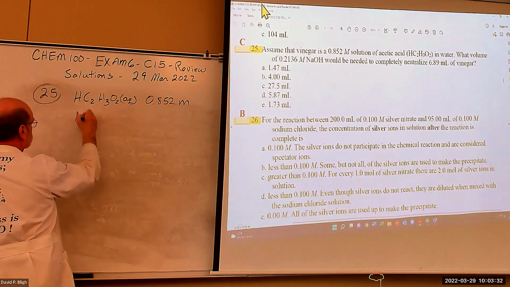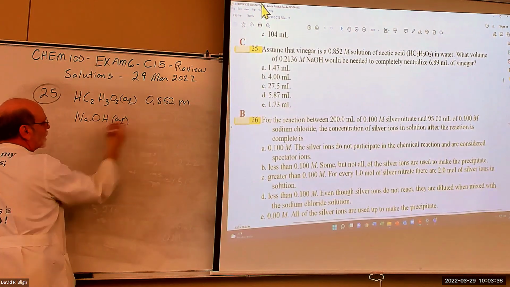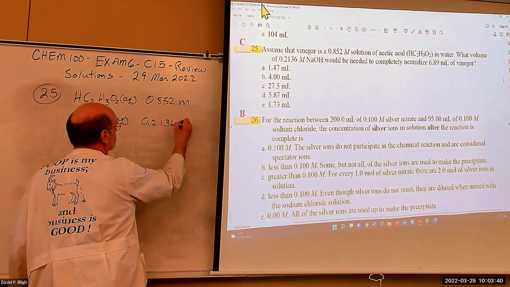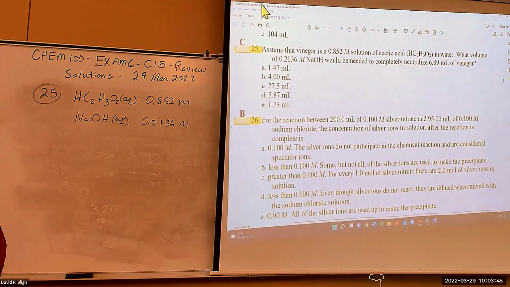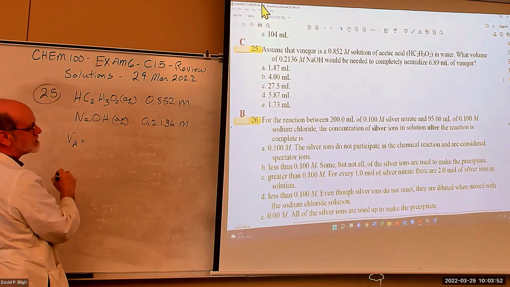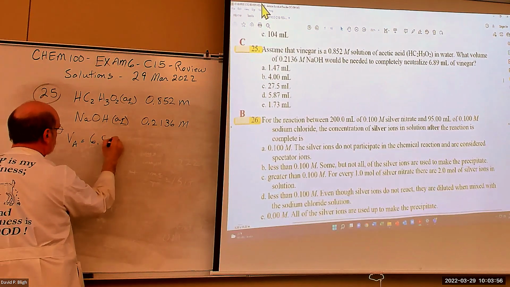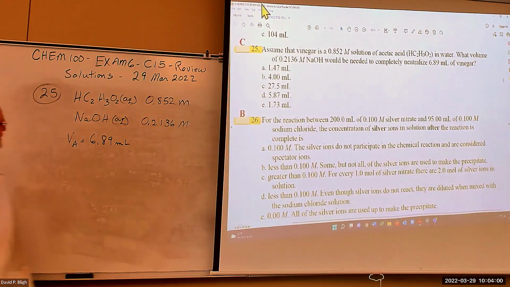So we've also got sodium hydroxide aqueous. It's 0.2136 molar. Would be needed to neutralize 6.89 milliliters of vinegar. So the volume of the acid is equal to 6.89. Okay. This is a titration.